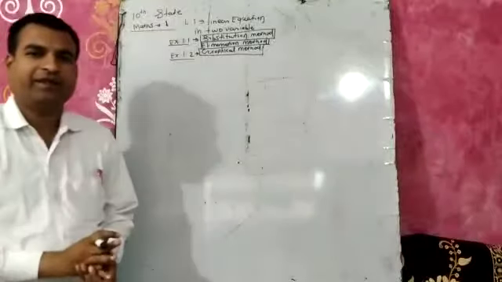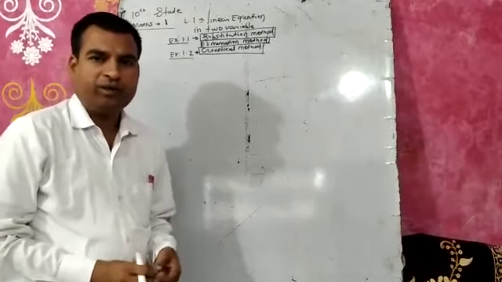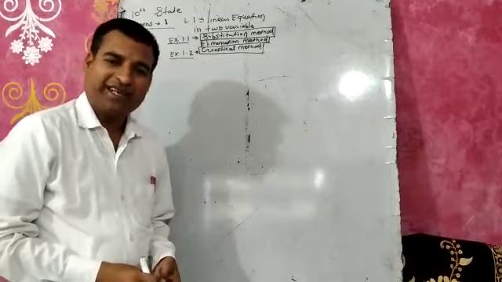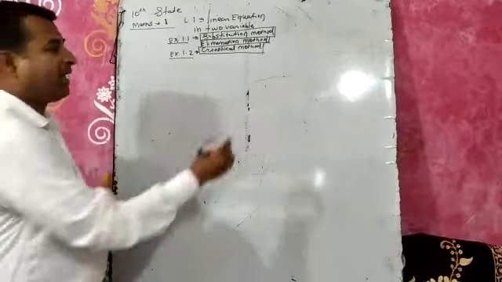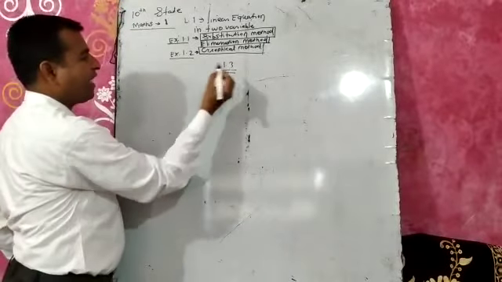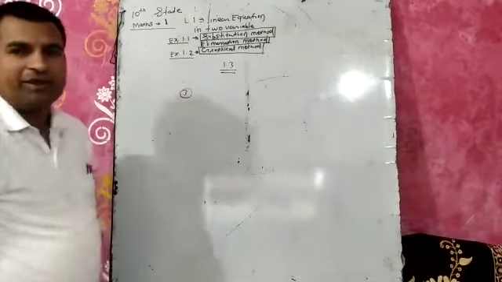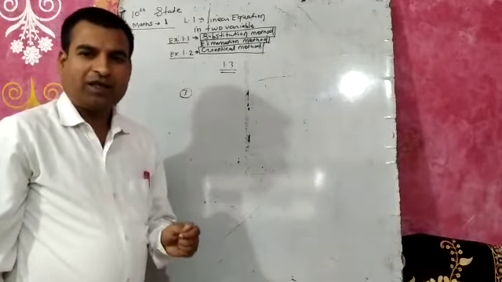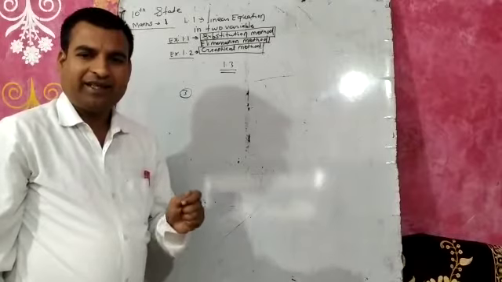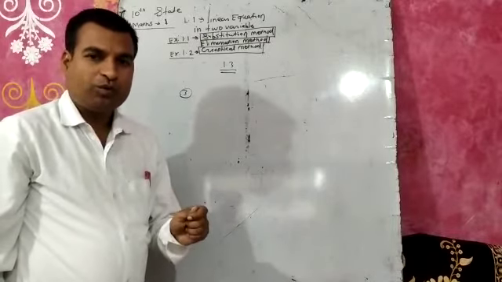Hello student, now we continue exercise 1.3. We completed the first and second problem of exercise 1.3. Now the third number problem. This is a very important method to solve simultaneous linear equations in two variables.